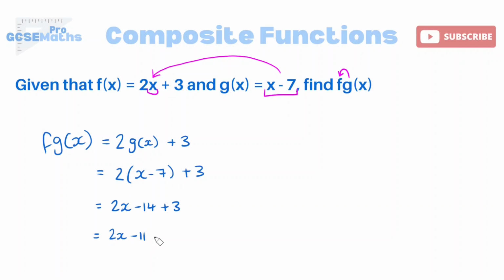Okay, so hopefully that's kind of clear. We're substituting one whole of the function into the other one, and you just have to remember which way round you're going to do it. Okay, it's always backwards.